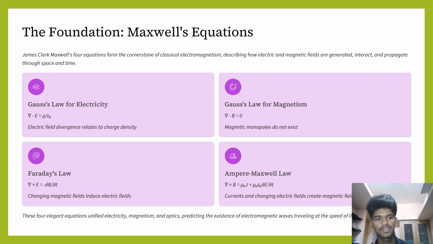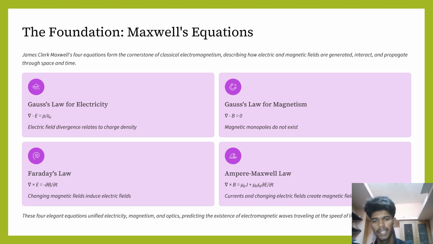Gauss's law for electricity is del dot E equals rho by epsilon naught. Electric field divergence relates to charge density. Gauss's law for magnetism is del dot B equals 0. Magnetic monopoles do not exist. Faraday's law is del cross E equals minus dou B by dou t. Changing magnetic fields induce electric fields.